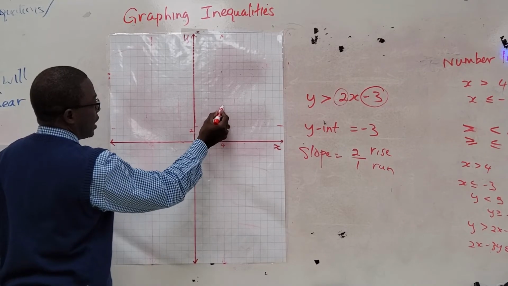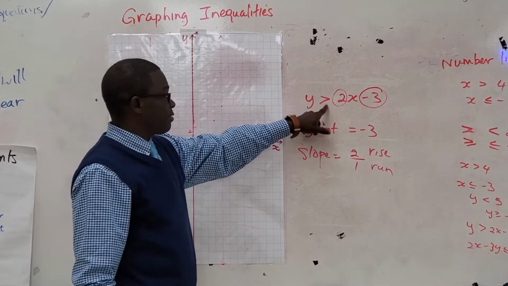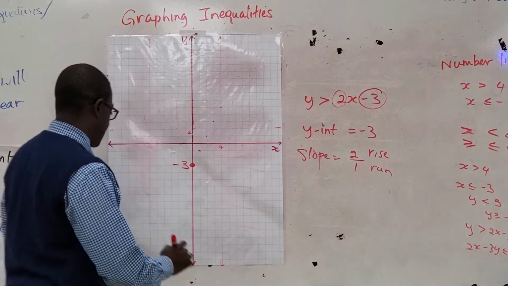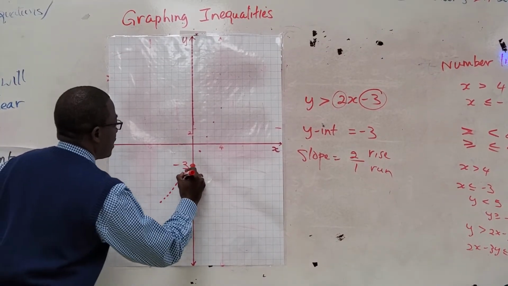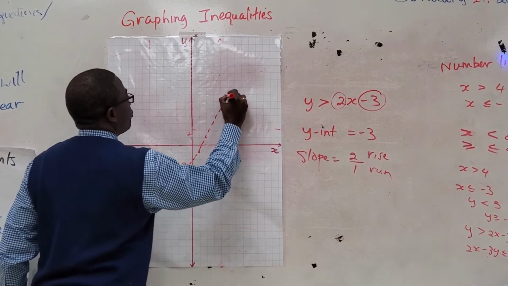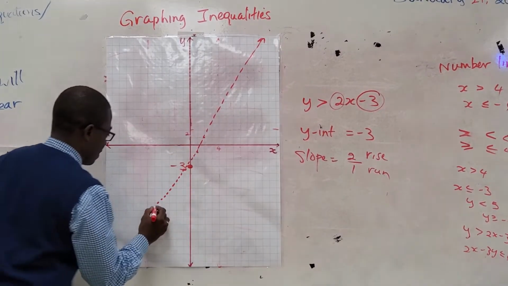So I have a few points. But then because it's only greater than, I'm going to use a dotted line. So I'm going to use a broken line through all of those points. So I use a dotted line.